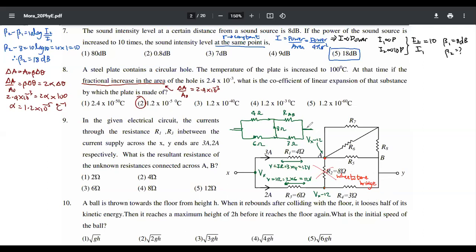What should I do now? If you take this circuit, I know 4 over 6 is equal to RAB over 3. So this 2 can be cancelled. This is 1 and this is 2. 2 is the answer for RAB. RAB is equal to 4 divided by 2, that is 2 ohm. Therefore, we can settle on the first answer.